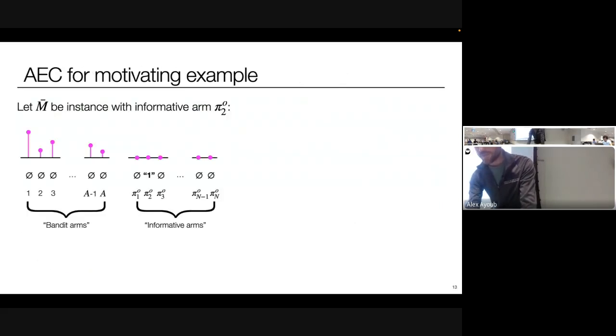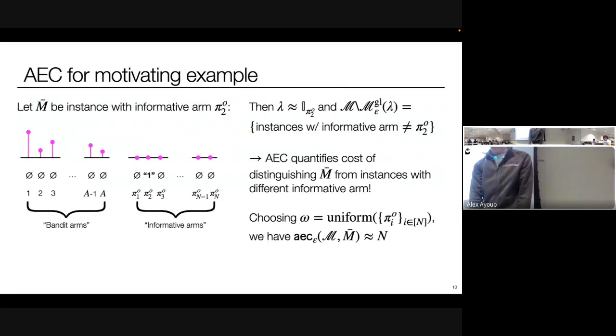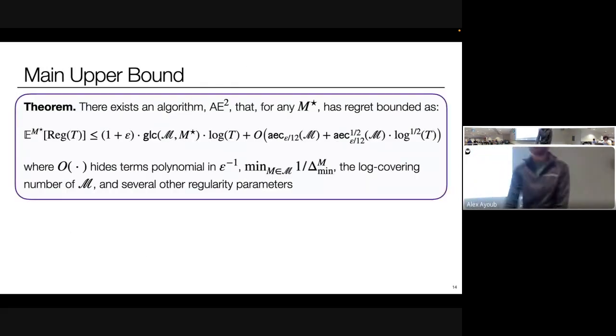Okay, does this idea of the AEC make sense generally? Any other questions? Okay, cool. So then the question is, it's maybe intuitively reasonable, but does it actually work? Can we get something that scales with that? So it turns out the answer is yes.